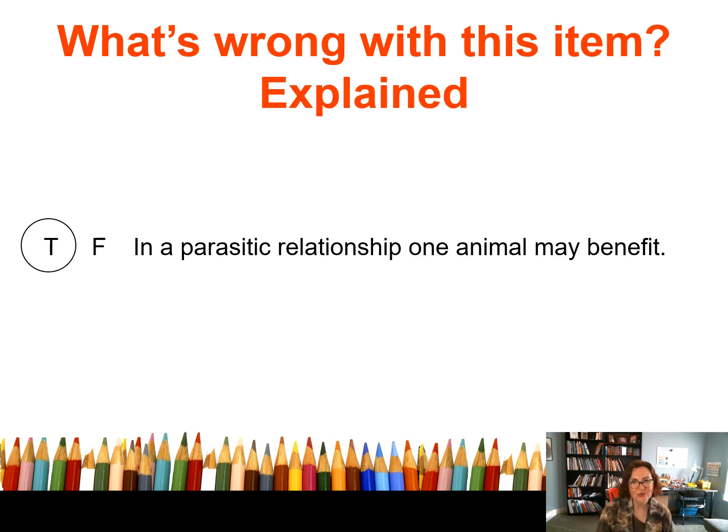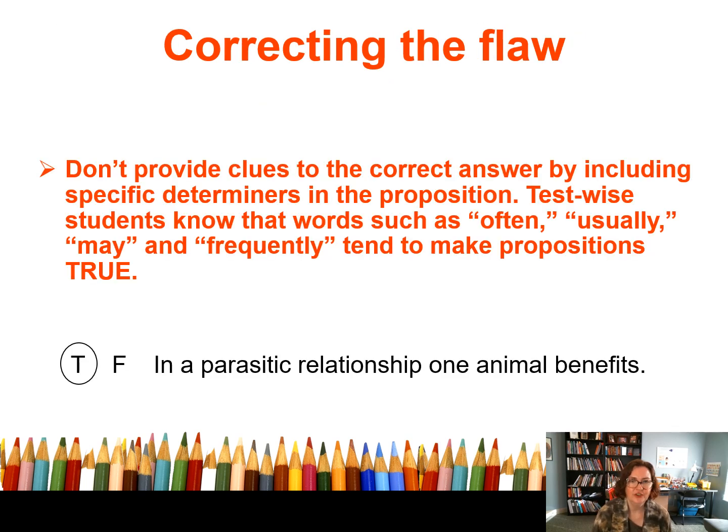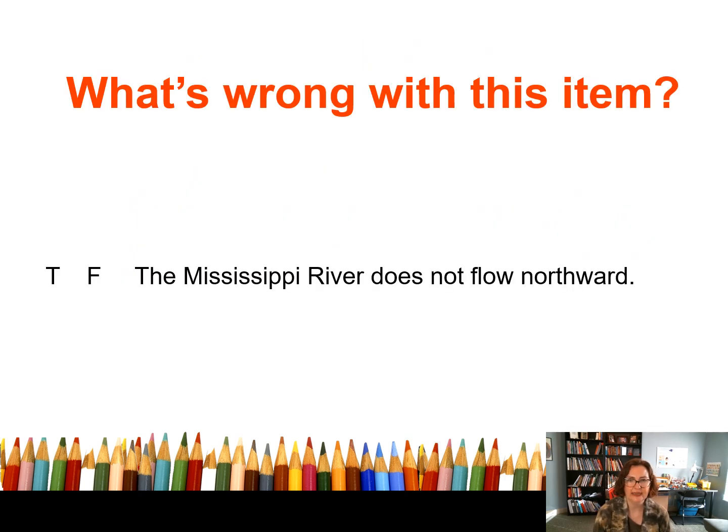Again, that one little word makes it almost always true. In a parasitic relationship, one animal may benefit. You don't want to provide clues to the correct answer by including specific determiners in the proposition. Test-wise students know that words like often, usually, may, and frequently tend to make propositions true. To switch that up, just take out the word may. In a parasitic relationship, one animal benefits. What's wrong with this item?